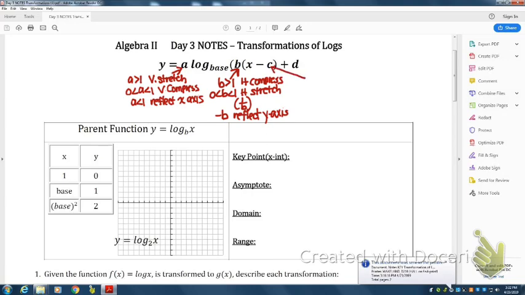C, when we have x minus c, which way do we go? Left or right? Right. And when you have x plus c, which way do you go? Left. And then D is up or down. So the letters are the same.